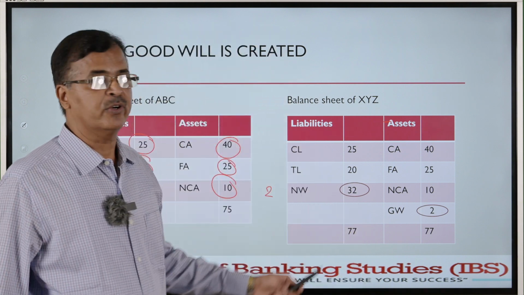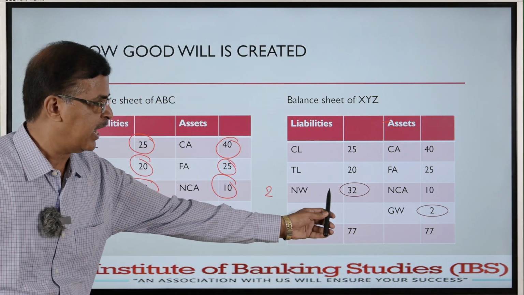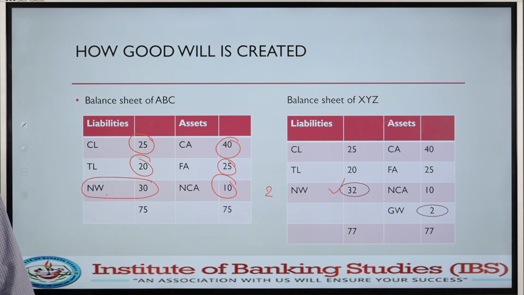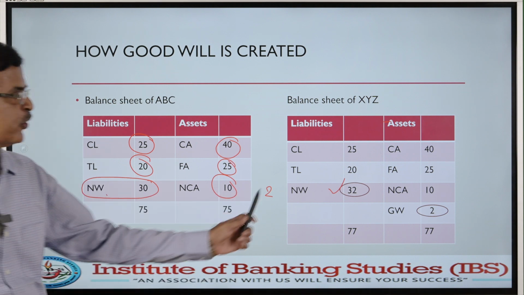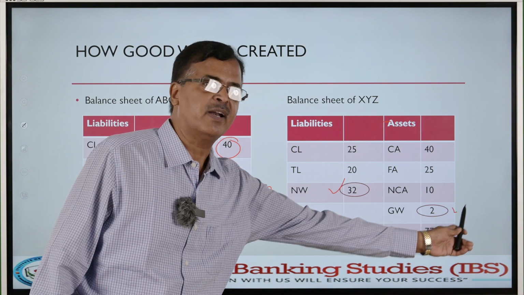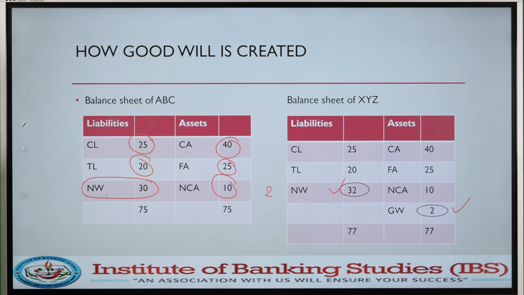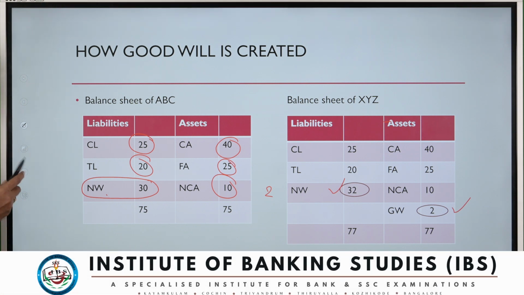So how can they account for it? If they are giving 2, they have to give it from their capital. That means the net worth will come to 32. In order to match this, an intangible asset is created on the asset side of the balance sheet, that is goodwill. That is how goodwill is introduced in business.